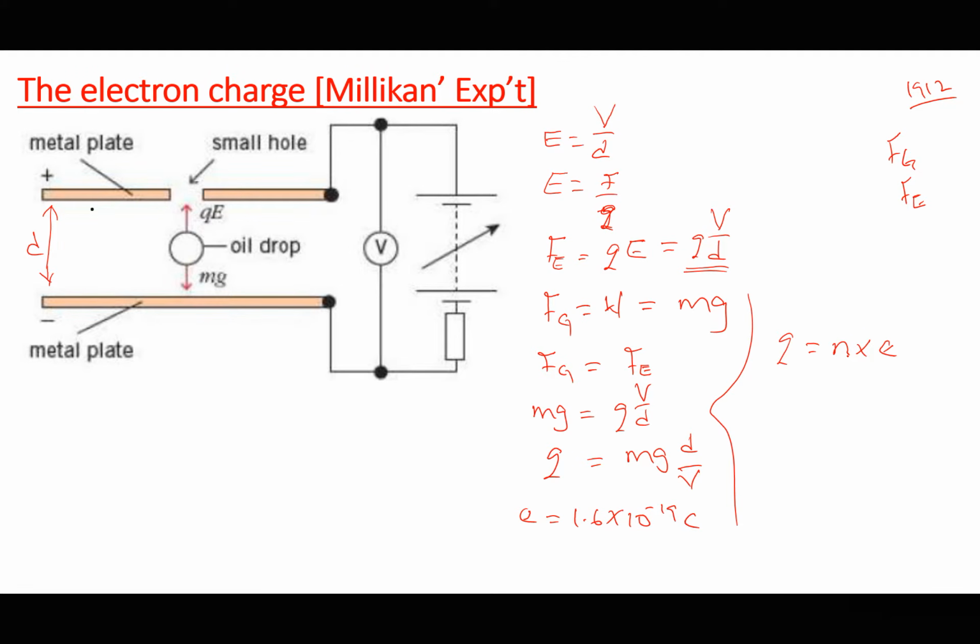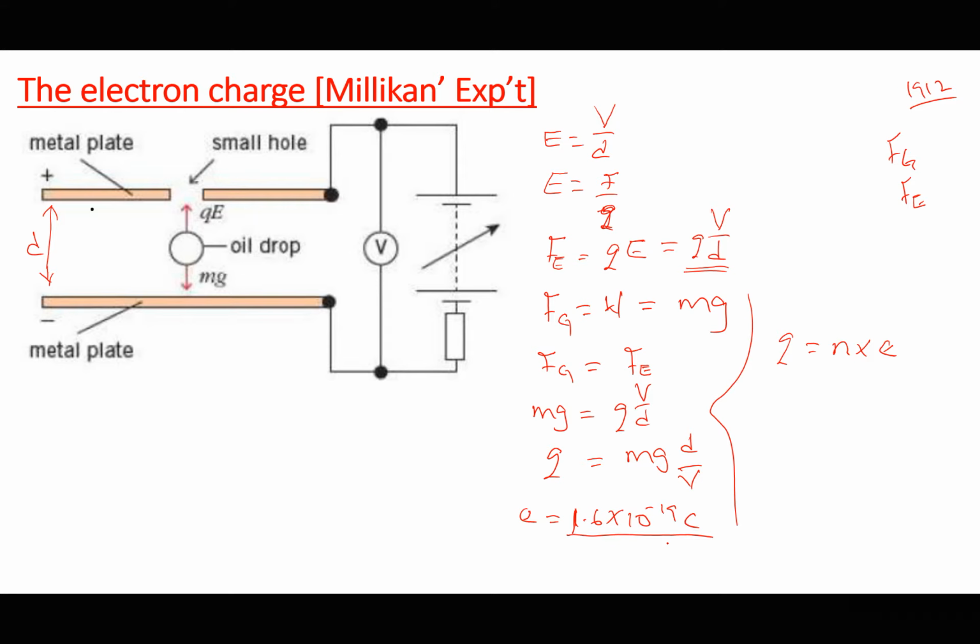So, Millikan concluded that the charge was always an integral multiple of a fundamental quantum of charge E, which we call the elementary charge. This is actually the smallest charge we can have. It is the fundamental charge. That means all other magnitudes of charges should be multiples of this value.